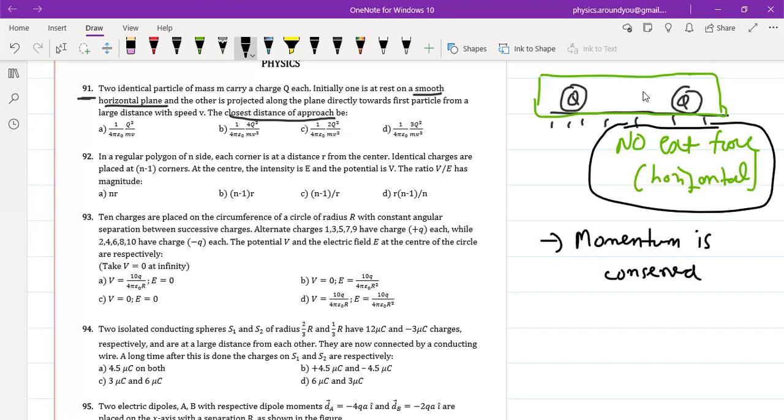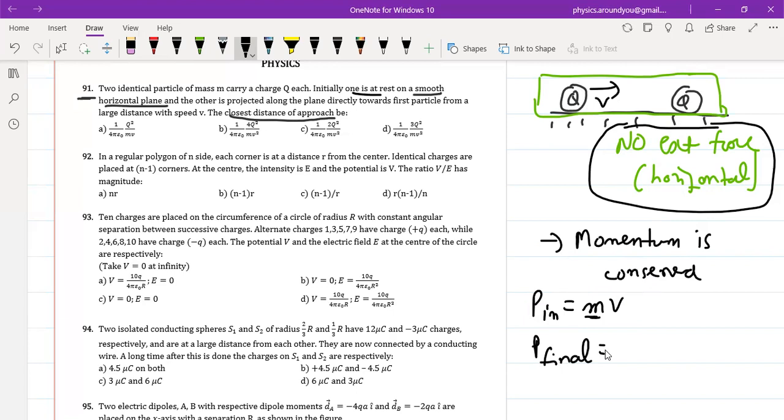Initially, one is at rest. The question says one is at rest, the other is projected with the speed of v. So the initial momentum of the system is m into v, where m is the mass of the charge, and both are identical particles. So the mass of this charge is also m. Charge is also identical, q and q each. So the final momentum should also be the same. What expression can I write for the final momentum?